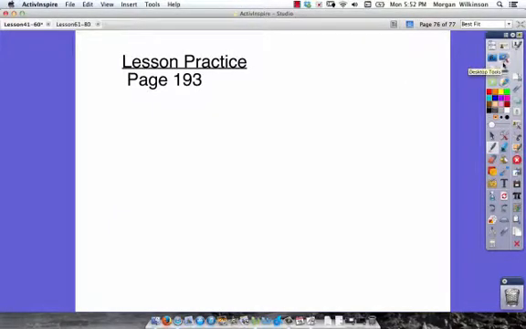We'll practice this more with our lesson practice on page 193. Make sure you've got your notes complete, and I'll see you during our next class.